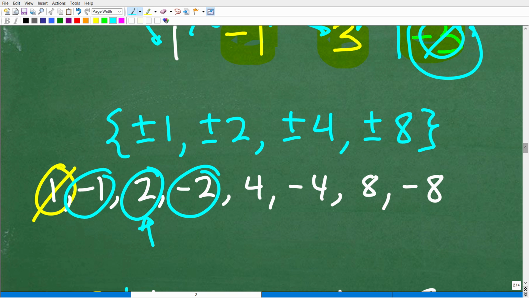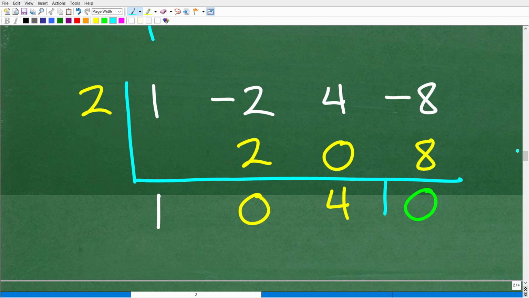And let's test 2 because we know that does work. So let's see how this plays out. Okay, so here's 1. We're going to drop it down just as I indicated. And now we're going to start the process. 2 times 1 is what? 2. Okay, we're going to add down. -2 plus 2 is 0.